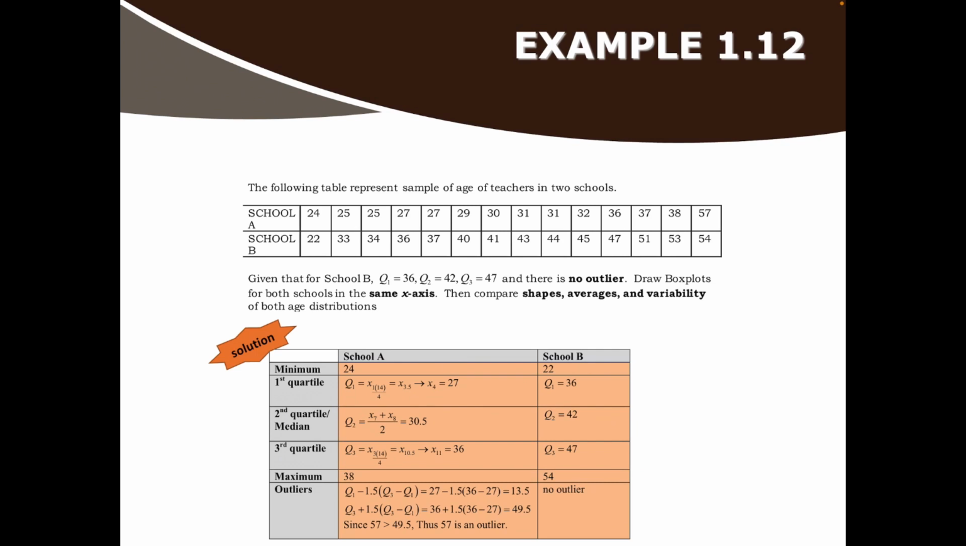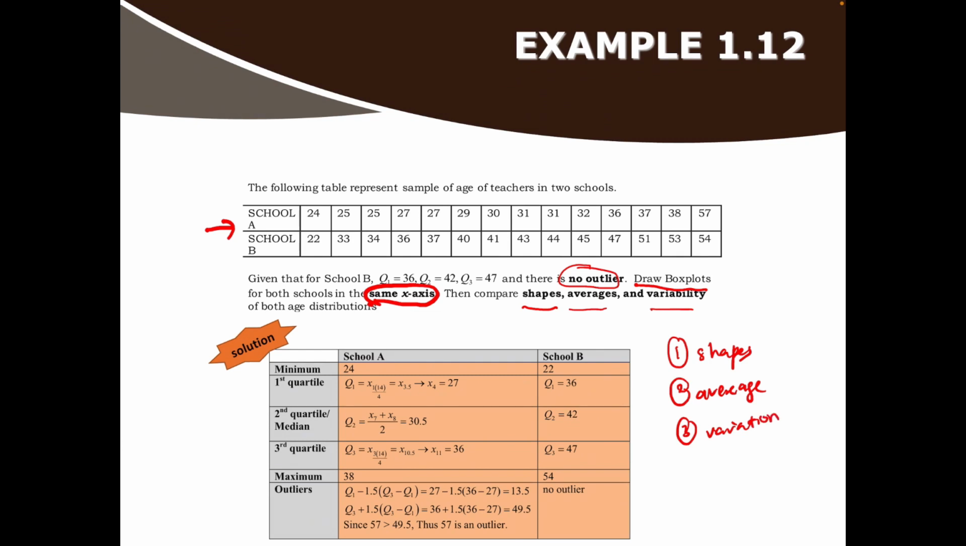Okay, look at the example. The following table represents a sample of teachers in two schools. You have school A and school B. They give you Q1, Q2 and Q3 for school B, and there is no outlier. Draw box plots for both schools on the same axis. Then compare shape, average and variability. First, compare shapes. Second, compare average. Third, compare variation.